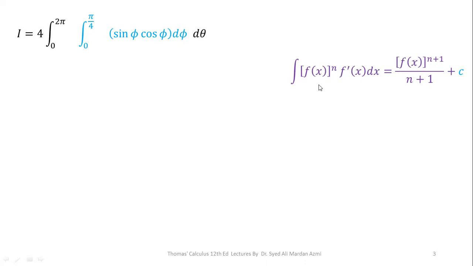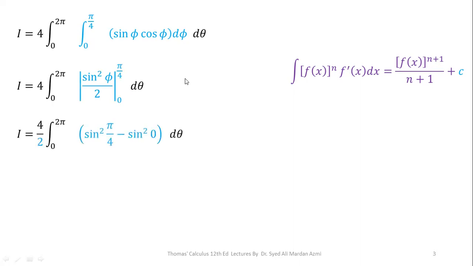And what is this formula? If there is a function with some power, and the derivative of function is available as a multiplier in the integrand in the process of integration, then the integration is carried out as we will add 1 in the power of function divide with the same. So here the derivative of sine is cos available here. So its integration will be sine square phi over 2 for the given limit 0 to pi by 4.